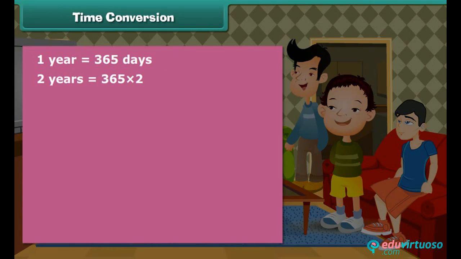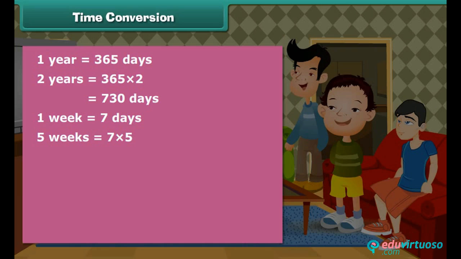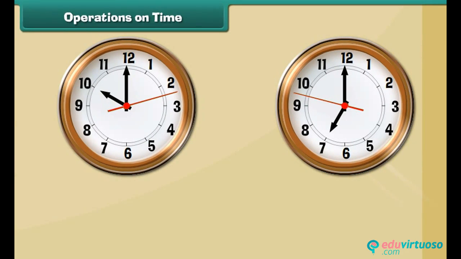2 years is equal to 365 into 2 is equal to 730 days. 1 week is equal to 7 days. 5 weeks is equal to 7 into 5 is equal to 35 days. 2 years and 5 weeks is equal to 730 plus 35.